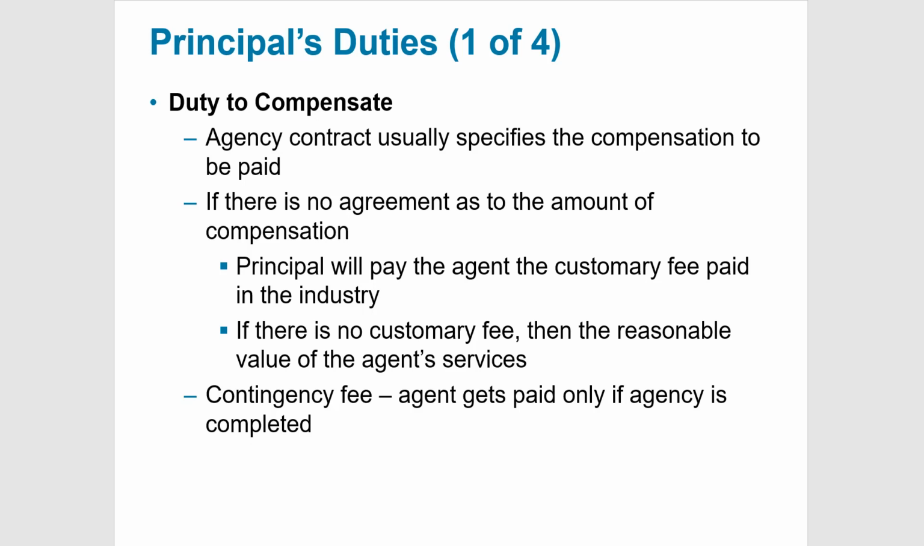However, if the agreement does not specify the amount of compensation, we have a couple of options. One is that the principal will pay the agent the customary fee paid in the industry. For example, real estate contracts are the easiest for everybody to understand because most people have dealt with this kind. So let's take a real estate agent.